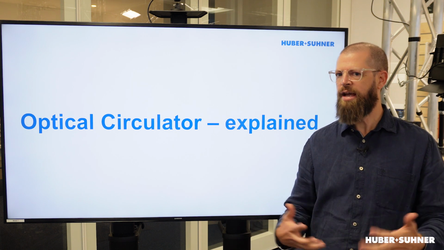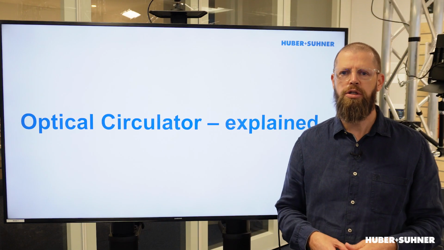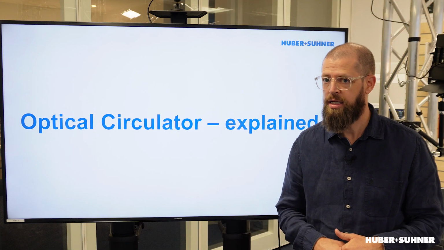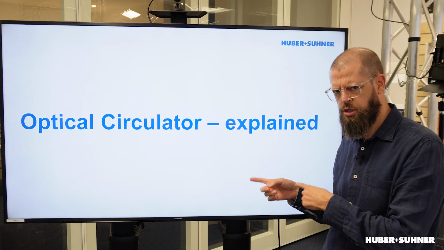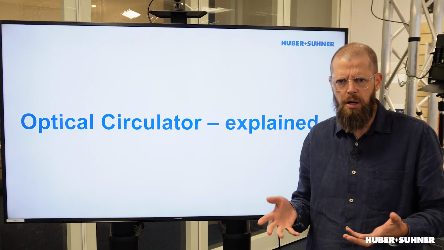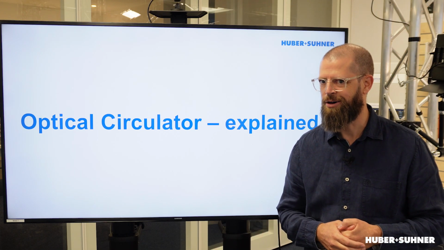You've probably heard of wavelength division multiplexing, or short WDM, as a technology to combine multiple optical signals onto a fiber. But have you heard of optical circulators? And if so, do you know how they work? If you want to find out more, stick around and we'll check it out.